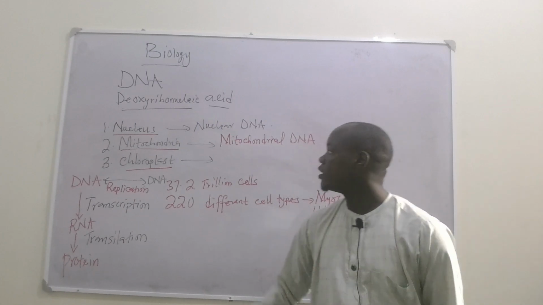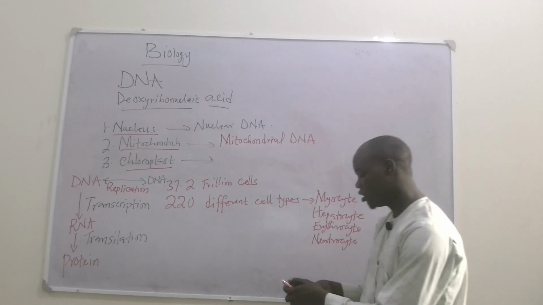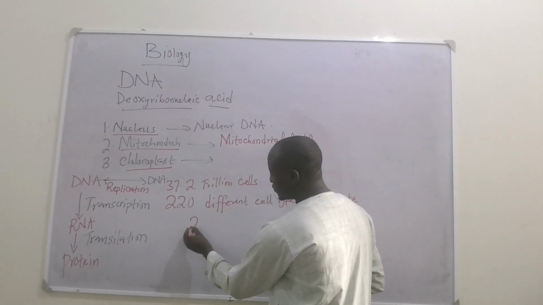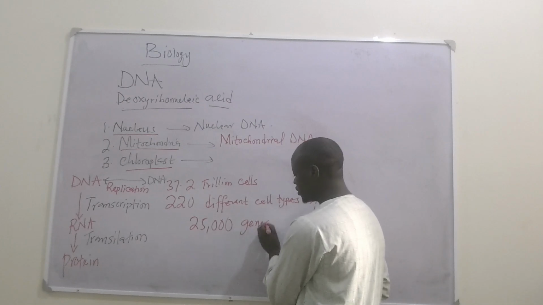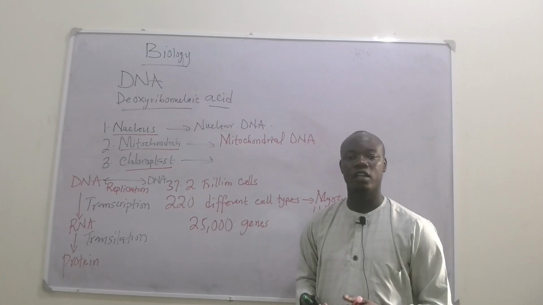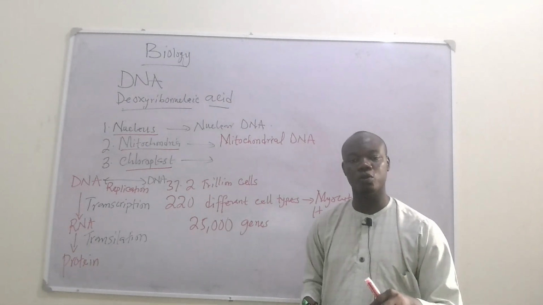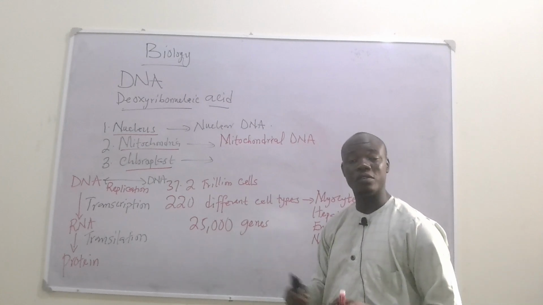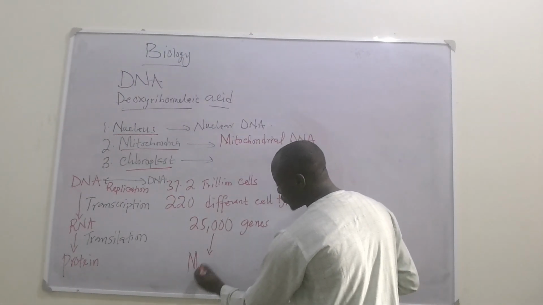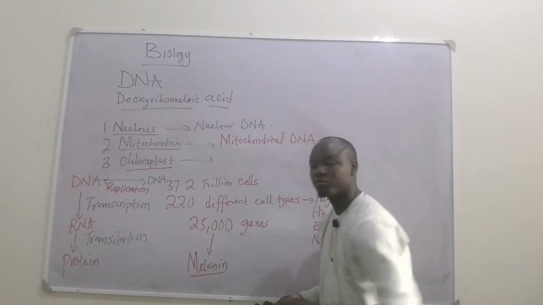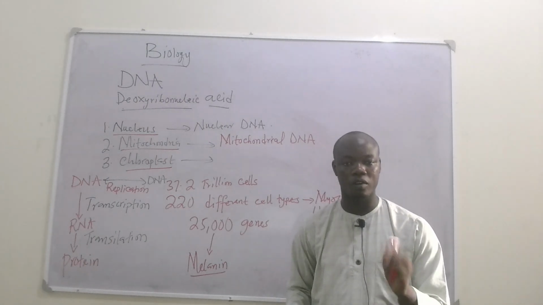For example, in the DNA we have genes. In human beings, we have about 35,000 genes, and each and every gene has the potential to produce a particular protein. For example, out of the 25,000 genes that we have in humans, we have a gene that can produce melanin. Melanin is a protein that contributes to our skin color.